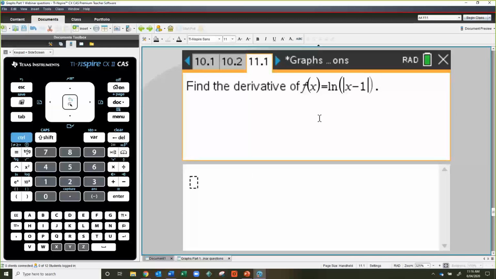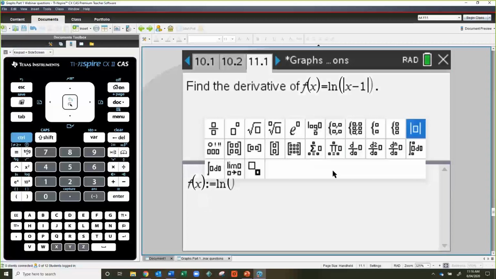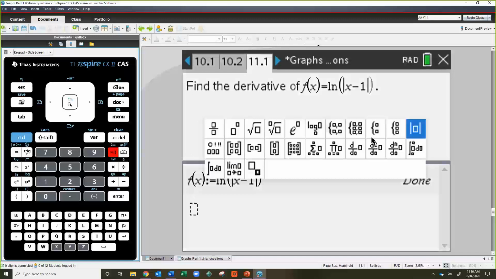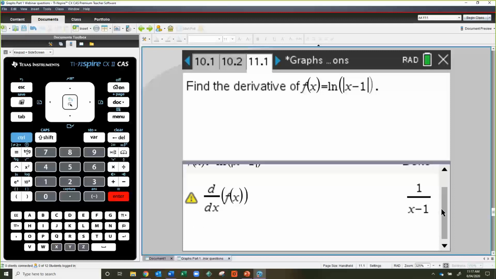In the course of specialist mathematics, you can be asked to actually differentiate the function which has modulus. Of course, with the CAS, there is no problem. The CAS will handle that. So if I define the function as ln and modulus, just using different ways of entering x minus 1, and now I will try to differentiate it of f in x. It will give me just this answer.